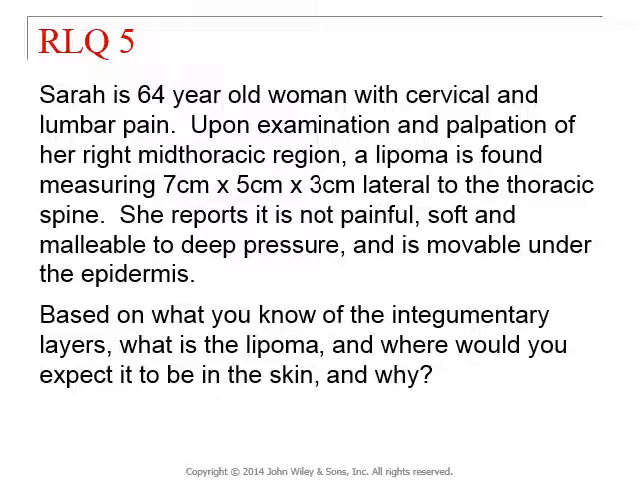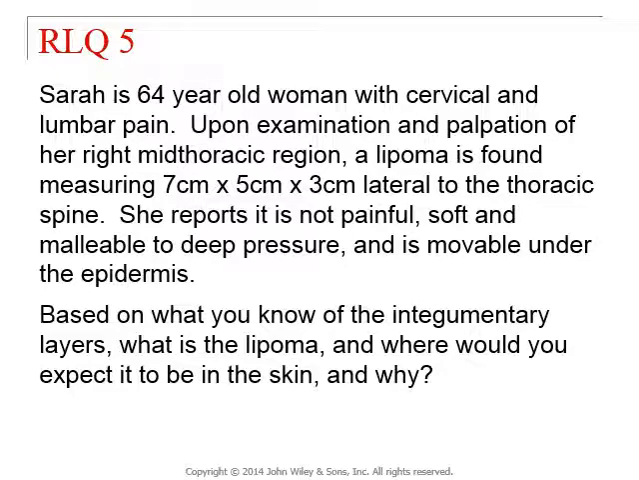So based on what you know of the integumentary layers, what is the lipoma, and where would you expect it to be in the skin, and why? Now normally if we were in class, I would have you look up what a lipoma is and also give you an idea where it usually attaches to. So I'll basically give you the answer here. A lipoma is very simply a fatty tumor. So where do we find fat in the skin layer? We find it in the subcutaneous layer.